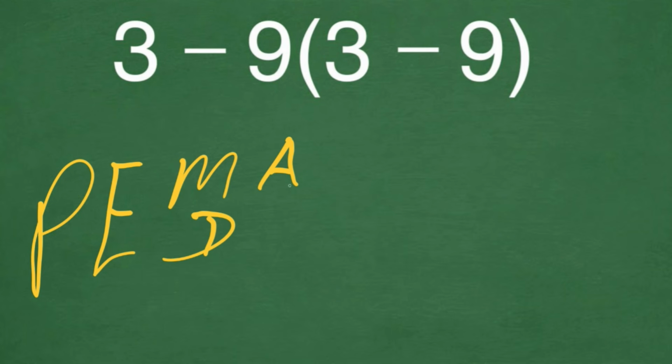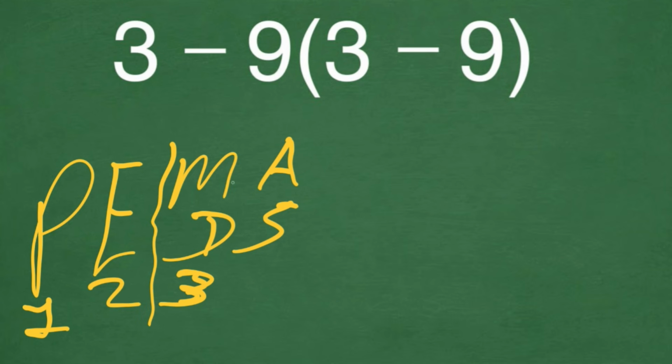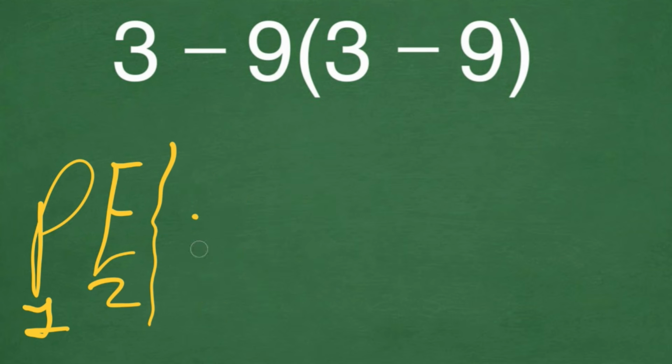So according to PEMDAS rule, P stands for parentheses, E stands for exponent, and then D stands for multiplication or division, A and S stand for addition or subtraction. So according to this rule, the first thing we need to solve is parentheses, right? So after we solve the parentheses, we have to solve exponent, and then multiplication and division. And then finally, we have to solve addition and subtraction. If we solve subtraction before multiplication, that is wrong.